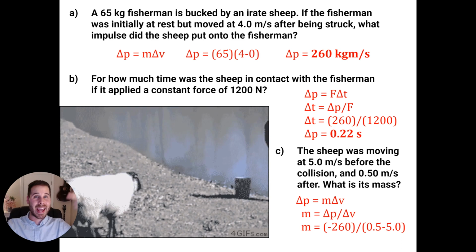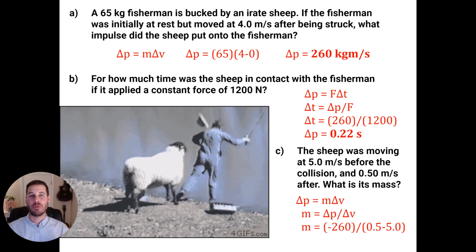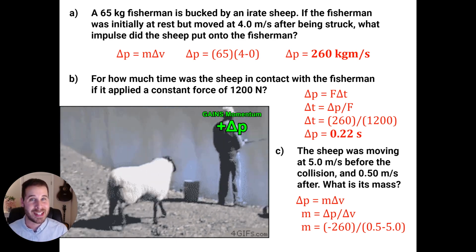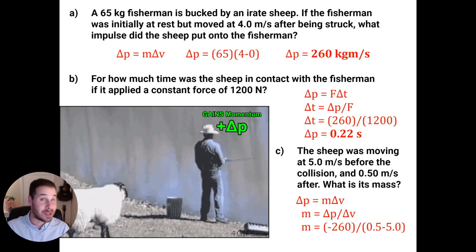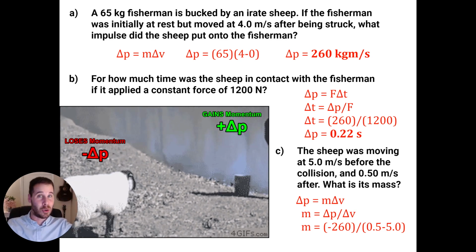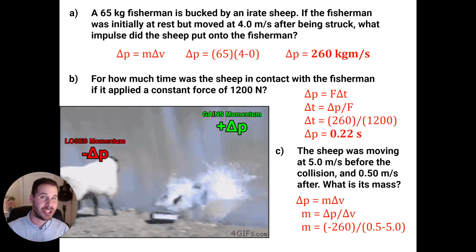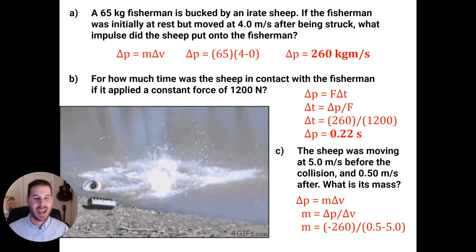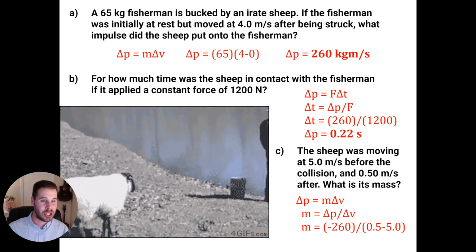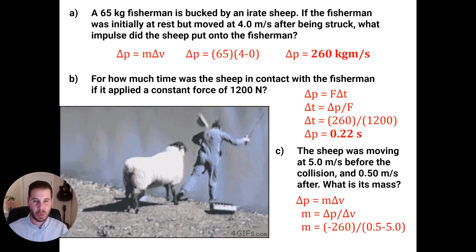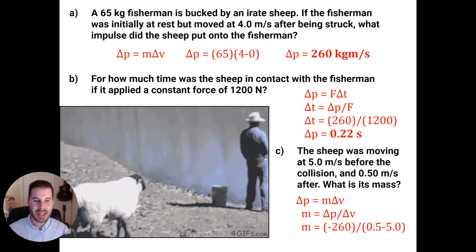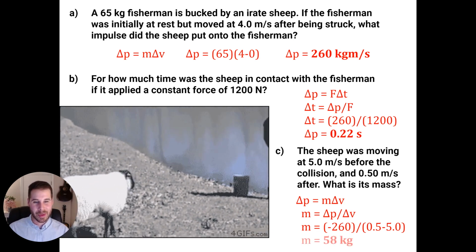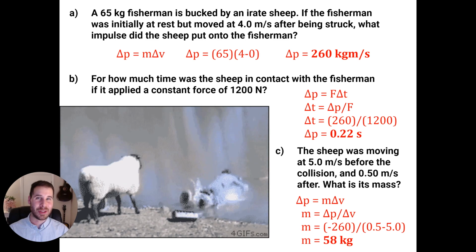Remember in part A, we figured out that the fisherman received that much momentum. He gained 260 units of momentum from the sheep. So where did that momentum come from? It came from the sheep. The sheep had to give it away. So now that we're talking about the sheep, we can acknowledge that the sheep lost that much momentum. Then we divide by the change in velocity of the sheep. The final velocity is 0.5 meters per second, and the initial velocity is 5 meters per second. We put those numbers together and get an answer of 58 kilograms.